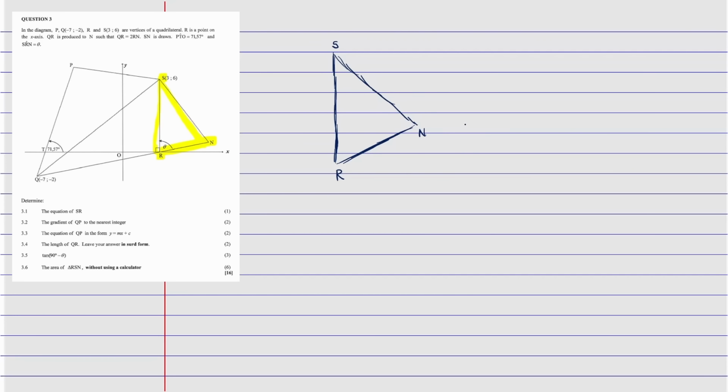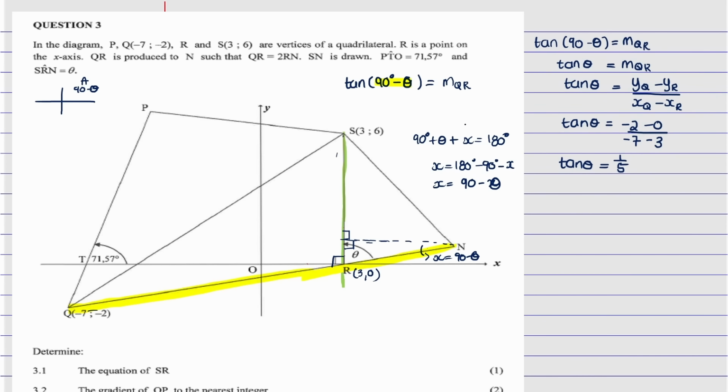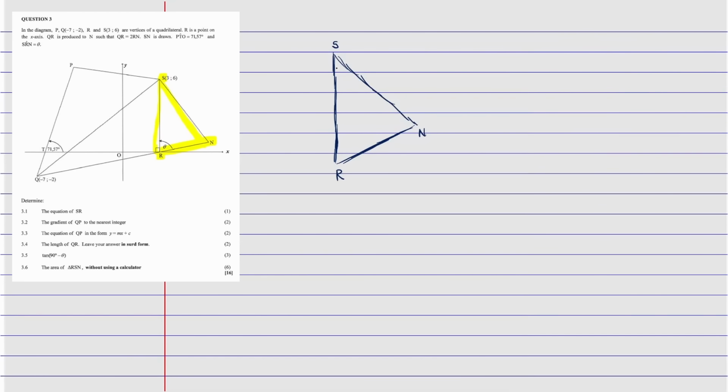So now remember when we did this equation, we determined the fact that from here, because this is a straight line, I can determine a height, right? So my height is going to be here, which is going to create a 90. And this is theta, remember? And this is 90 minus theta, right? So that's all the information, and we know this is SRN, right?